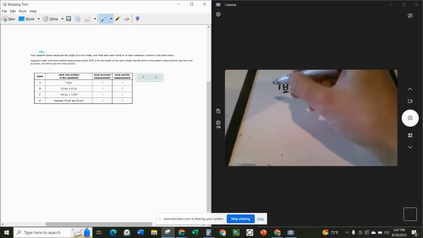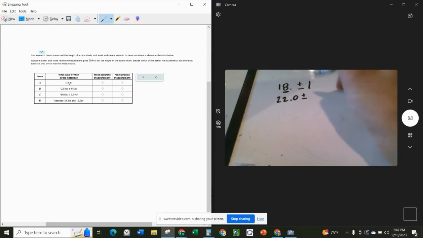So the next one is already written in that format. So it's 22.0 plus or minus 0.5. And our error is in the tenths place because our last significant digit is in the tenths place.